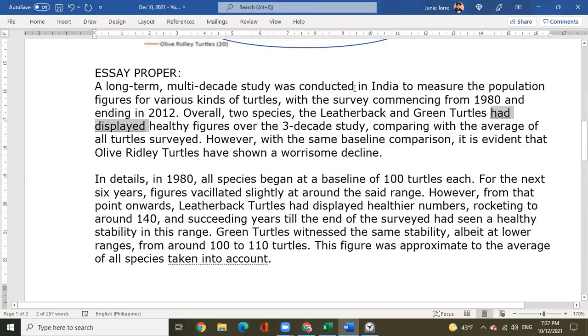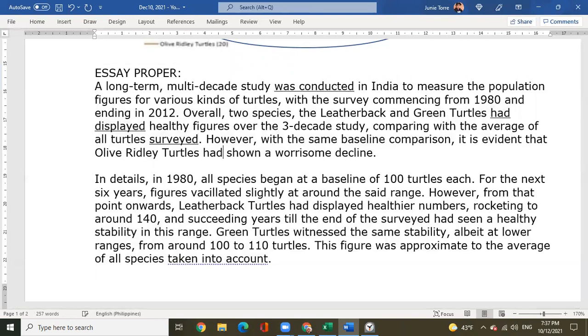There is a range, right? A range of tensing, grammatical range, comparing with the average of all turtles surveyed. Simple past. However, with the same baseline capacity, it's evident that olive ridley turtles had shown. So past perfect tense. All species began. So that's the simple past. Do you follow? For the next 6 years, figures vacillated slightly at around the said range.